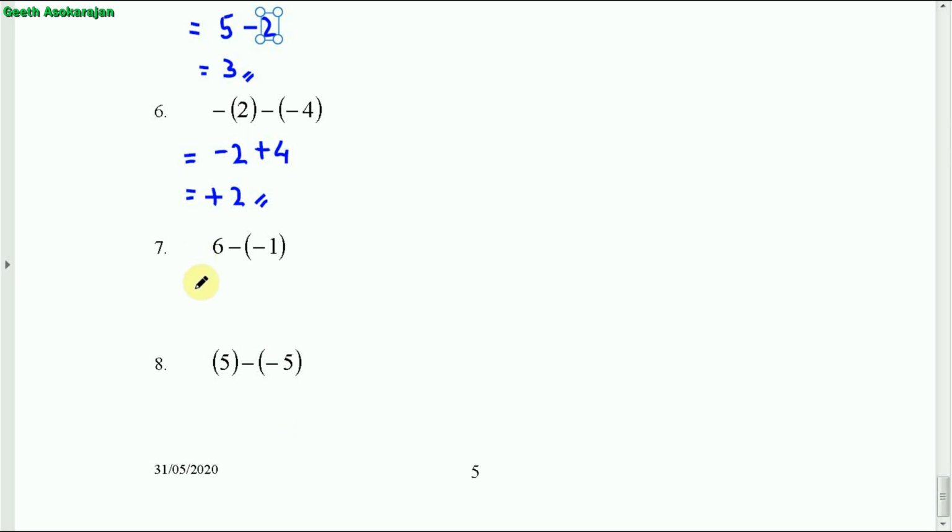Right, for number 7. So I have 6. Minus times minus is plus, so plus the 1. 6 plus 1, 7. For number 8. So I've got a plus and a plus, still plus, so plus 5. Minus times minus is plus, so plus another 5. 5 plus 5, 10.